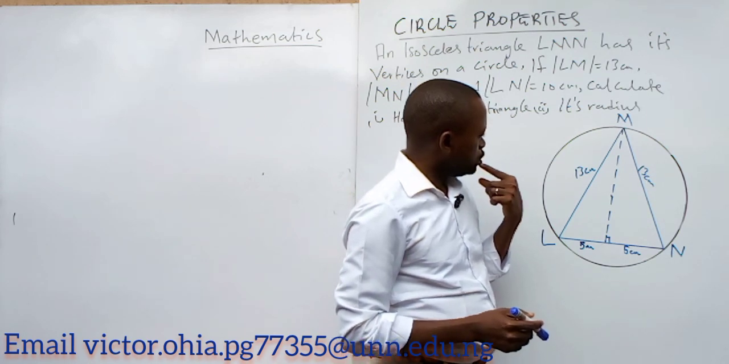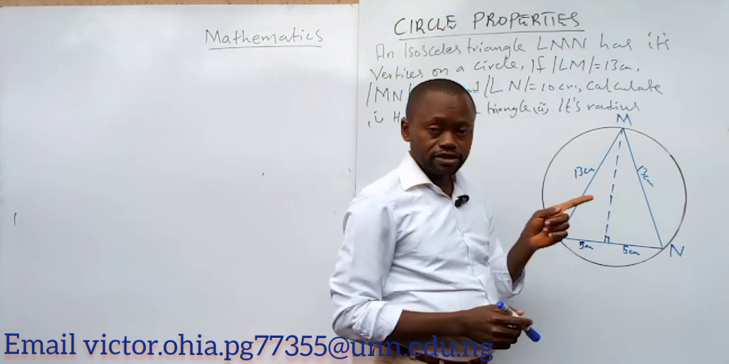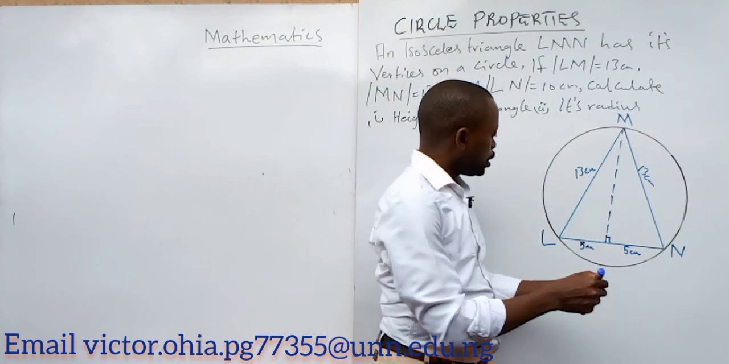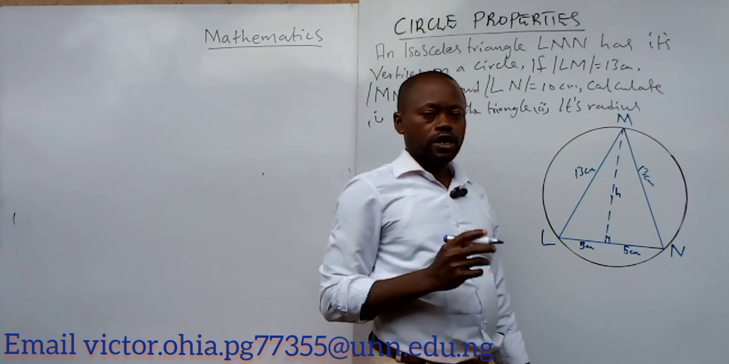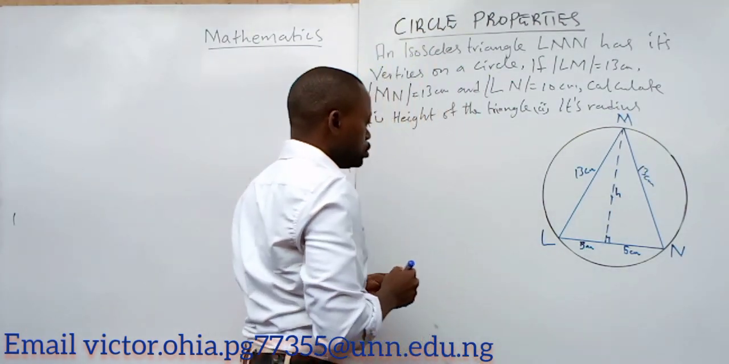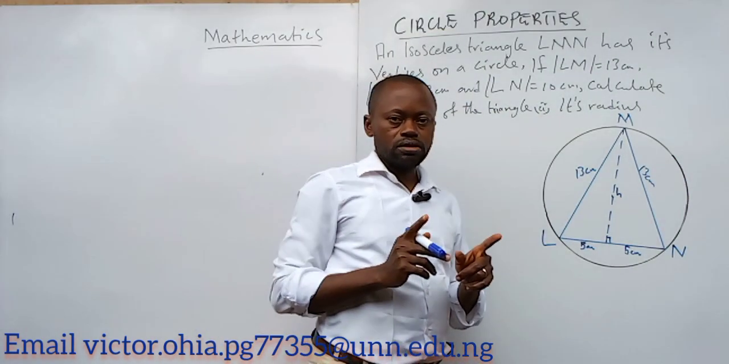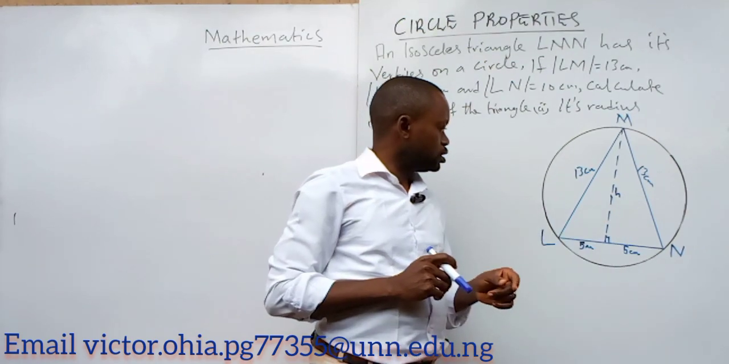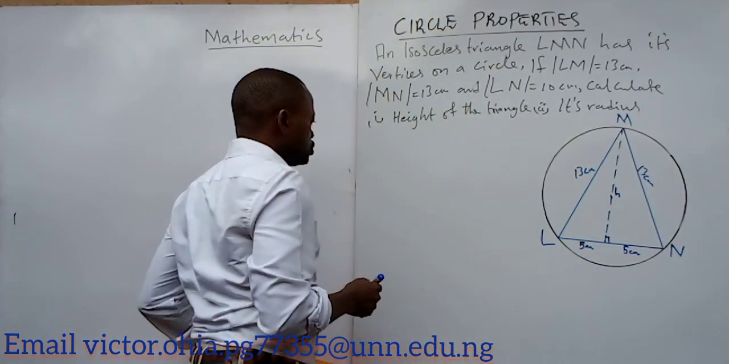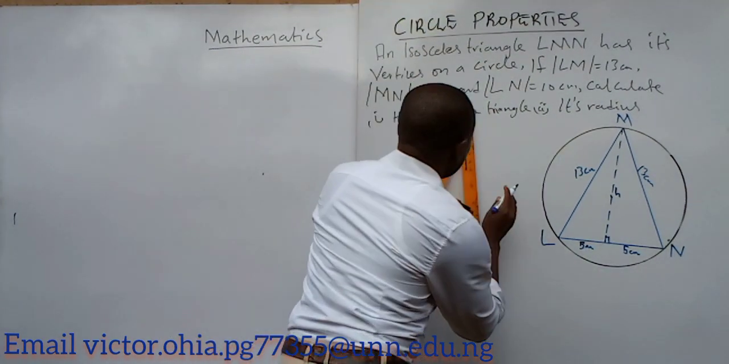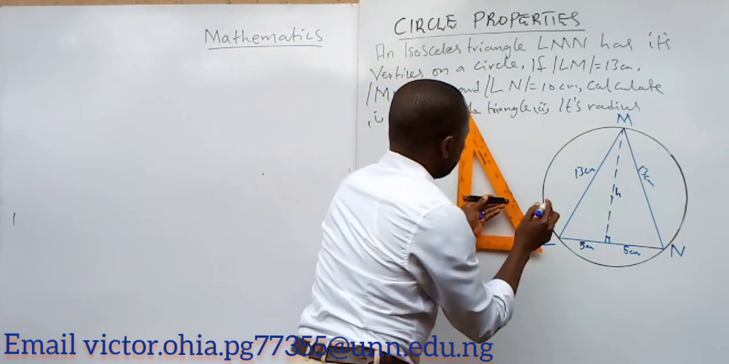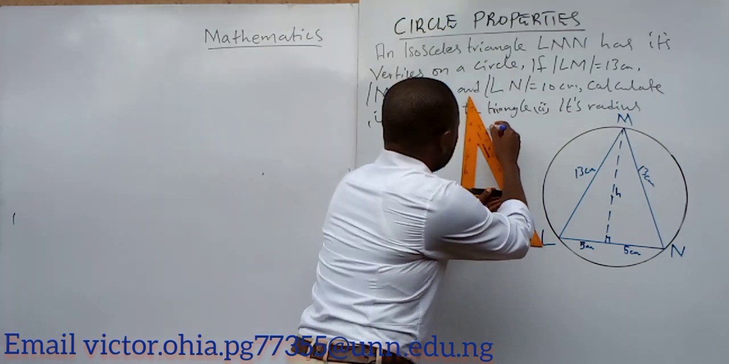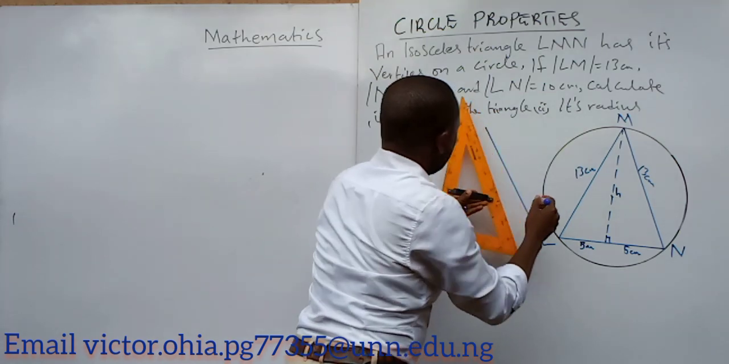What next? Now the question says find the height of the triangle. Of course, I can label it H, the height of the triangle. So I am going to make some extractions from this diagram. What I'm going to do now is extract one part of the triangle. I'm going to bring out one part of the triangle.